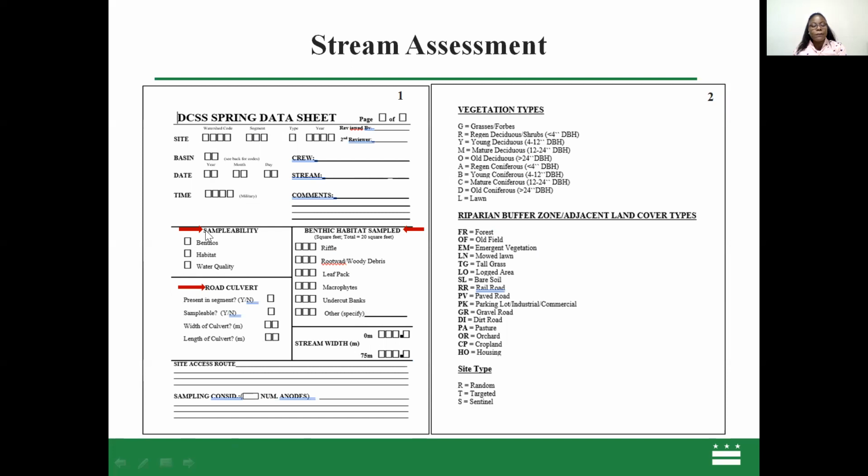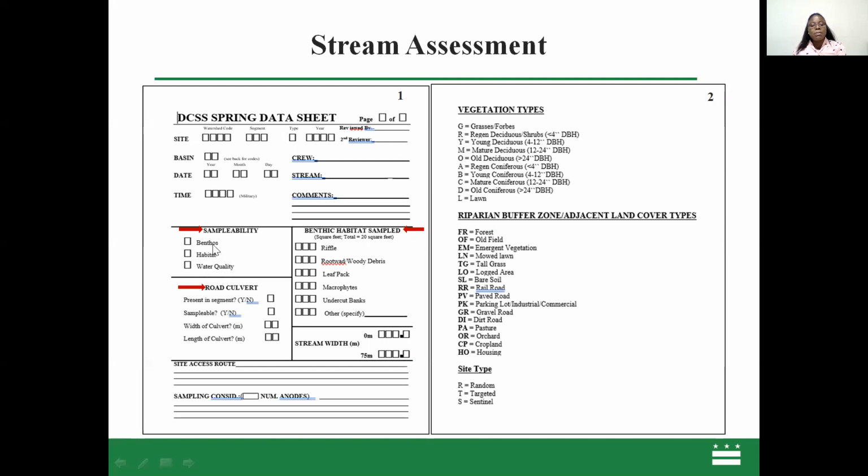The first one here is the sampleability. We have the benthos, habitats, and water quality under sampleability. What does it simply require us to do? We check the box if these three are done. If we carry out these 3 operations, we check the box.